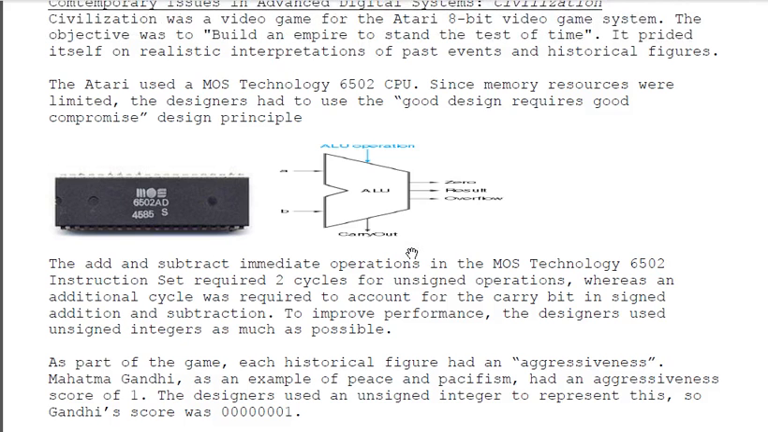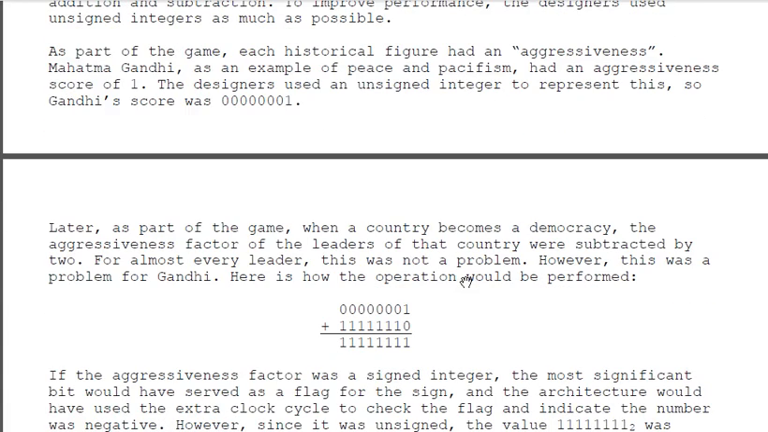Now, later in the game, if the country became a democracy, the leader of that country had their aggressiveness decremented by 2. So if your aggressiveness was 25, it became 23. If your aggressiveness was 100, it became 98. Now, if your aggressiveness is 1, it should become -1, right? 1 to 0 to -1. So it goes through the architecture just like we expected. It takes the 2's complement of 2, and then adds them together, and you get 1, 1, 1, 1, 1, 1, 1, 1, right?